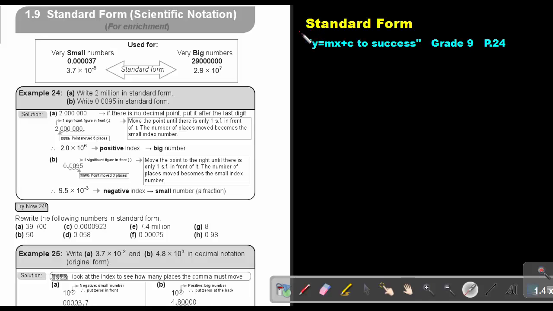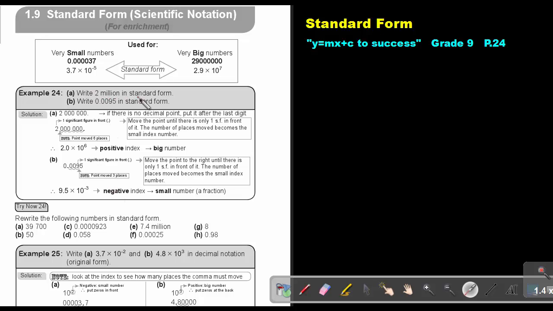Part 20, Standard Form, Scientific Notation. You will find this on page 24 in the Namibia Mathematics Grade 9 textbook. The use for standard form: it's used for very small numbers, like this, or very big numbers. Now let's look at an example.